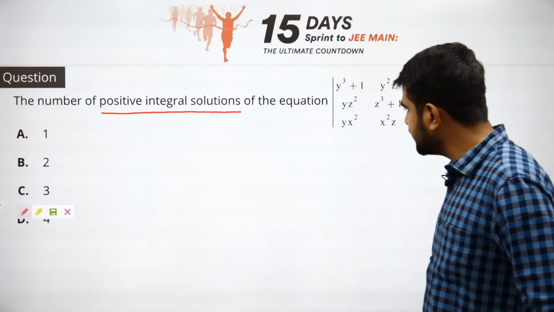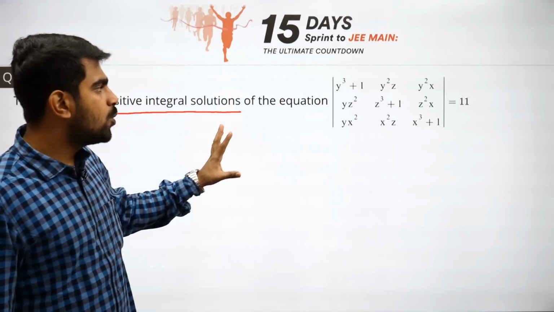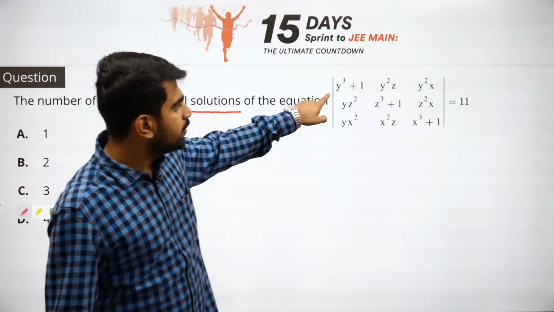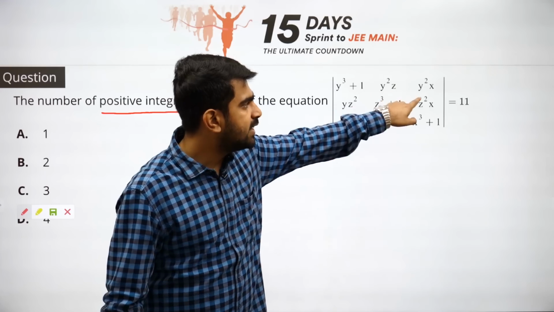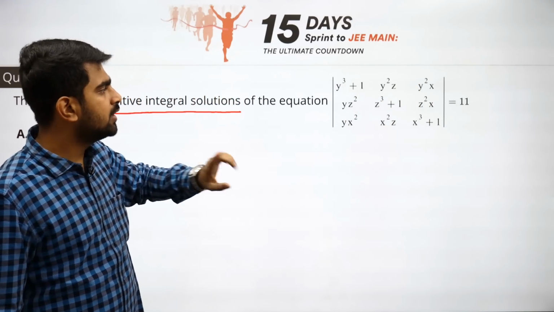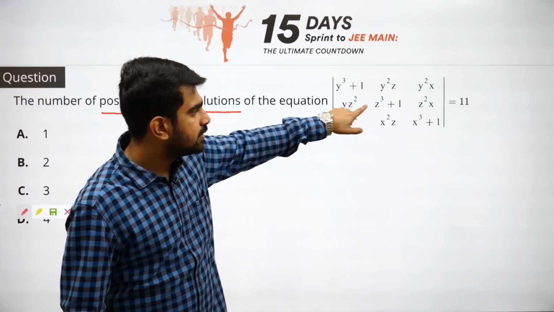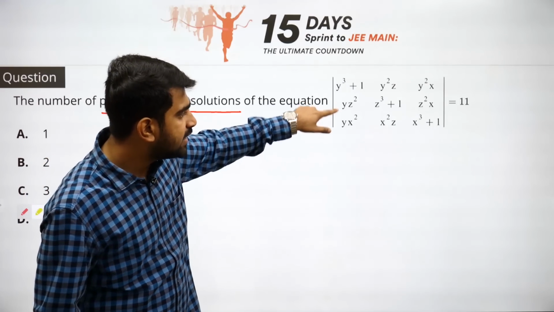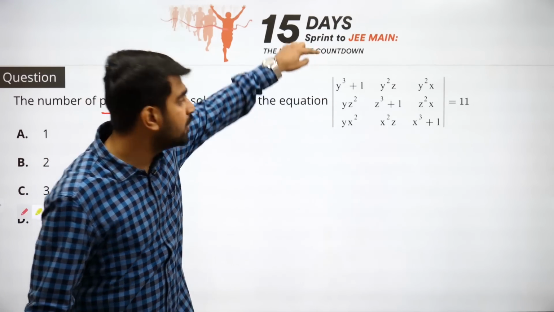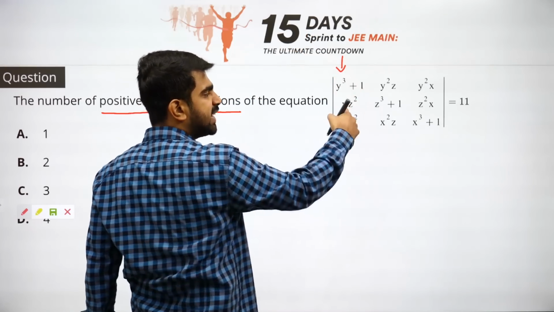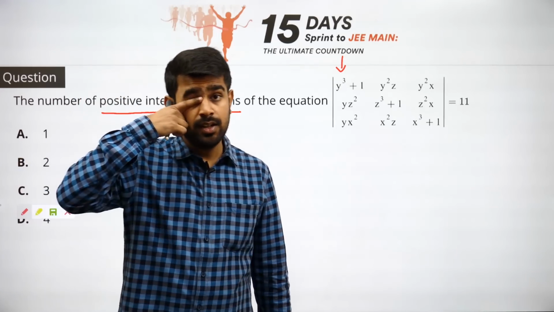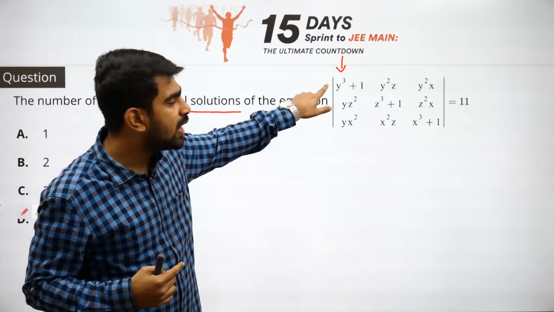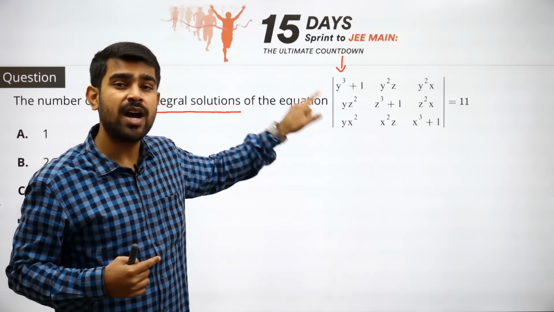Okay, perfect. Let us get started, guys. So here, what do I do? In the first row, if you observe, you have y cube plus 1, y square z, y square x. Now, second row, what do you have? yz square, z cube plus 1, z square x. Now let us look column wise. In the first column, second and third row, y is common. Isn't that right? So if I want to take y out common, then I need to have one more y in the first row.